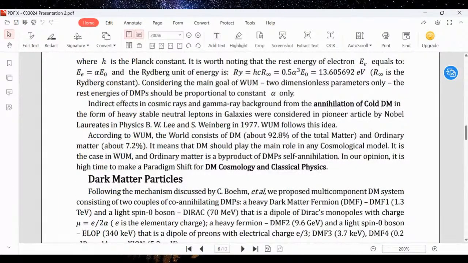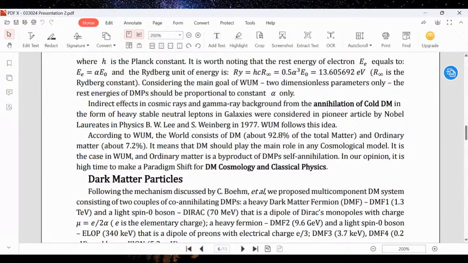Indirect effects in cosmic rays and gamma-ray background from the annihilation of cold dark matter in the form of heavy stable neutral leptons in galaxies were considered in a pioneering article by Nobel laureates in physics Lee and Weinberg in 1977, whose idea we follow.